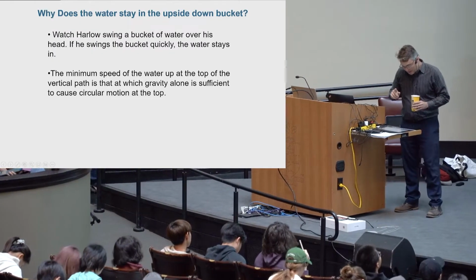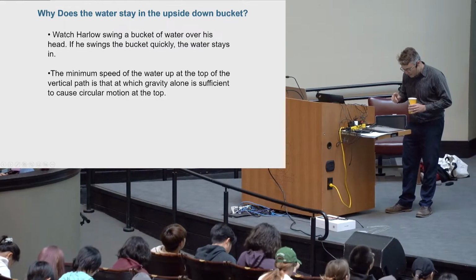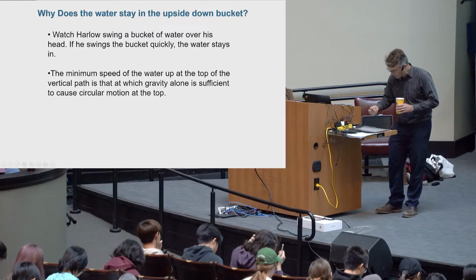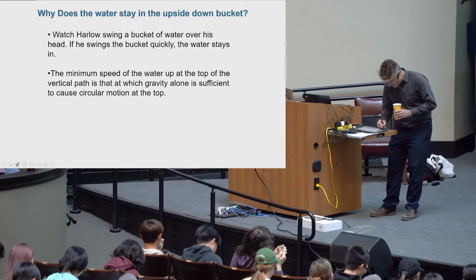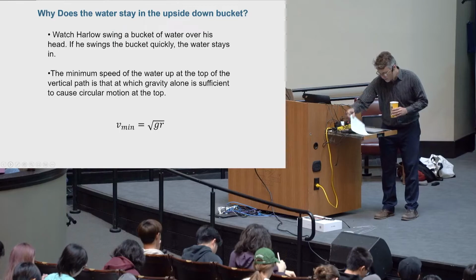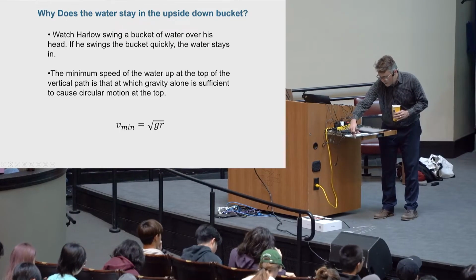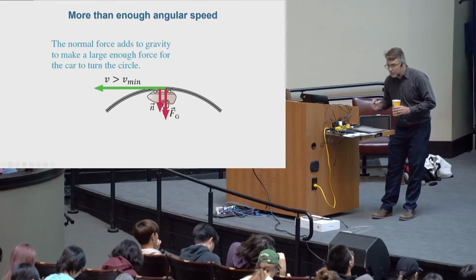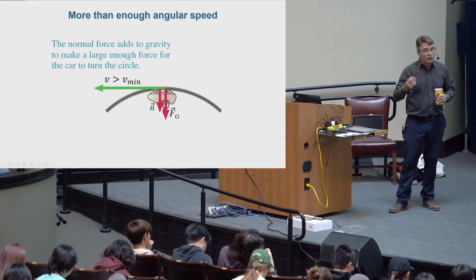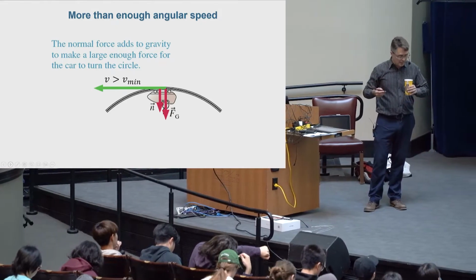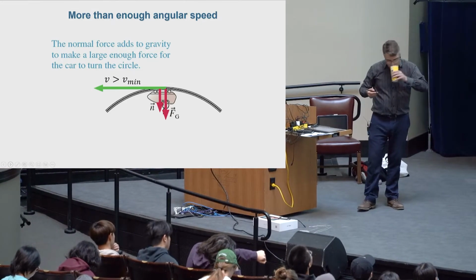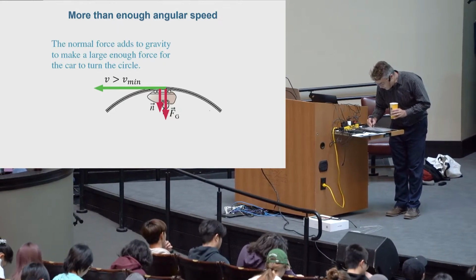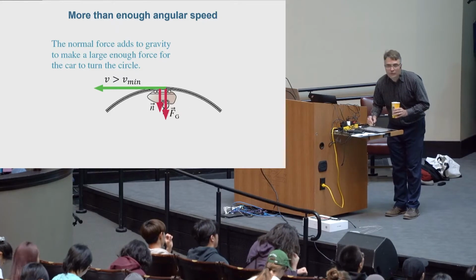The minimum speed of water at the top of the vertical path is that at which gravity alone is sufficient to cause circular motion at the top. That's the idea, and we're going to show that it's the square root of g times r. There are three different situations. If you have more than the minimum speed, which is what I had here, it's like a roller coaster. You can imagine a cart going on a circular path, doing one of these loop-de-loops.